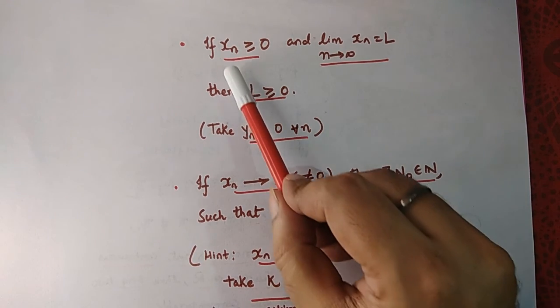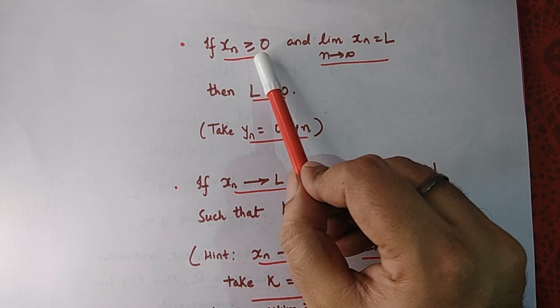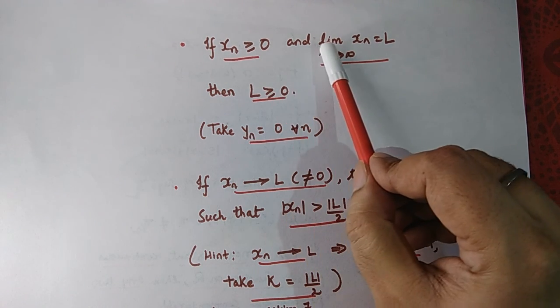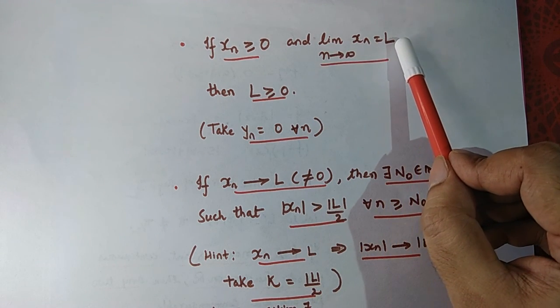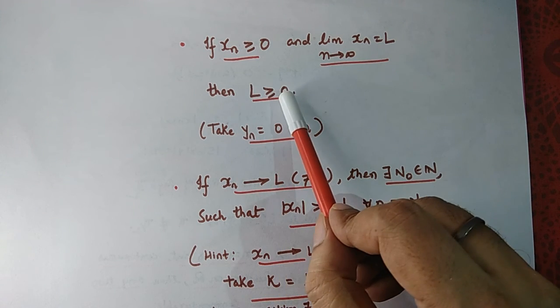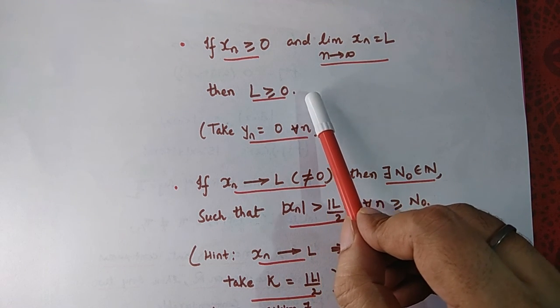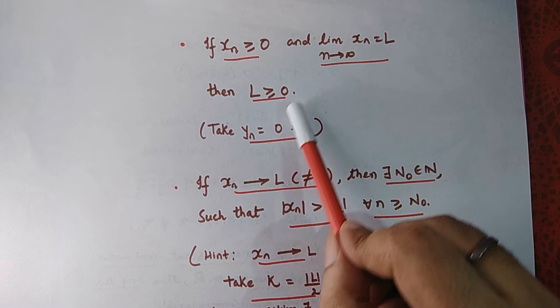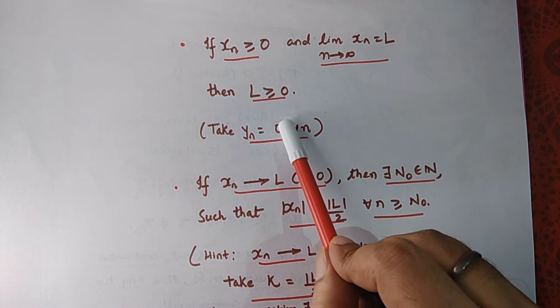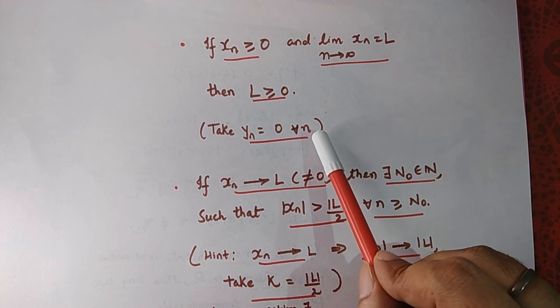Now it follows immediately that if xn is greater than equal to 0 and limit xn is equal to L, then L must be greater than equal to 0, and this can be proven easily by taking yn equal to the constant sequence 0 in the previous example.